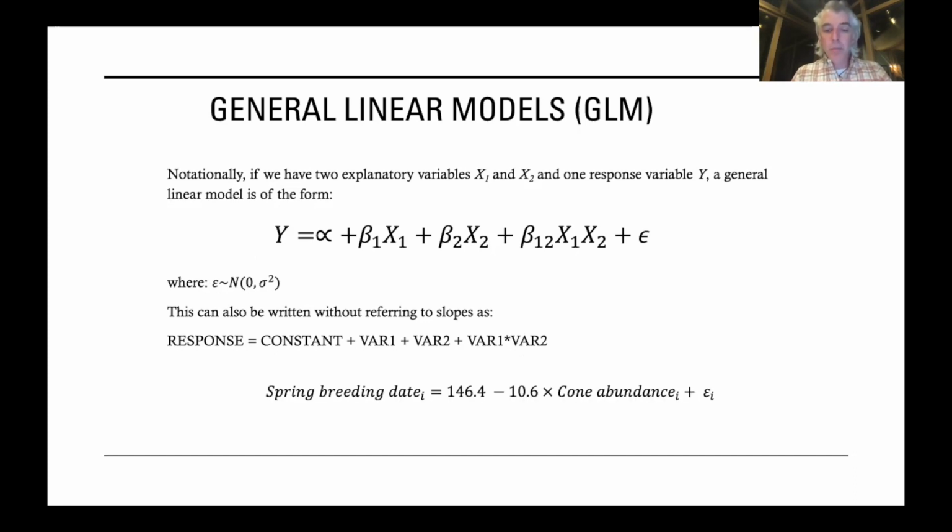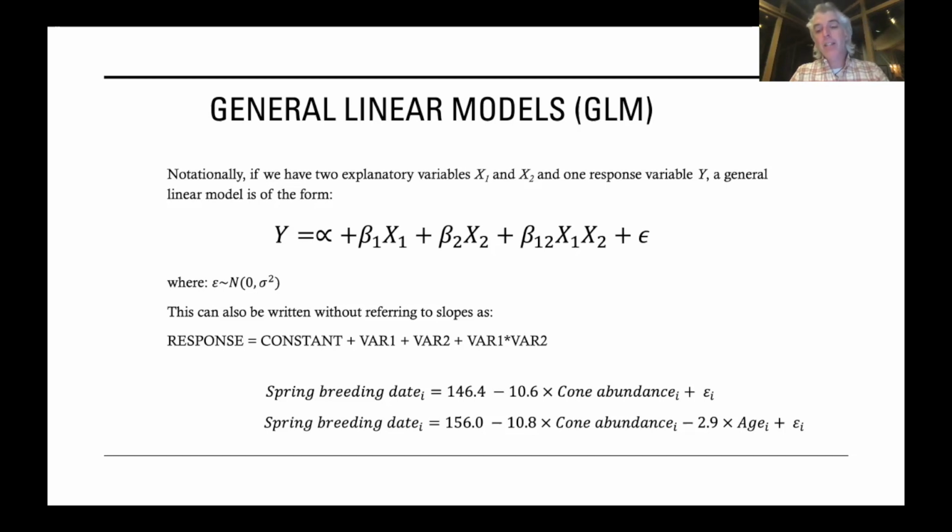So we can take the simple linear regression that we did before and make it a little bit more complicated and consider both the effects of cone abundance and the effects of age on the timing of spring breeding. And what we can see then is that in this more complicated model with two predictors, we have spring breeding date being equal to 156 minus 10.8 times the cone abundance that that individual experienced minus 2.9 times its age.